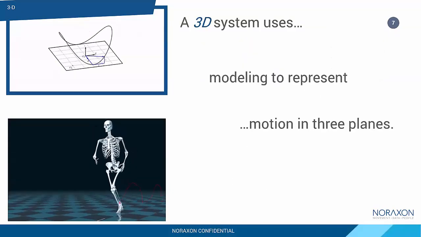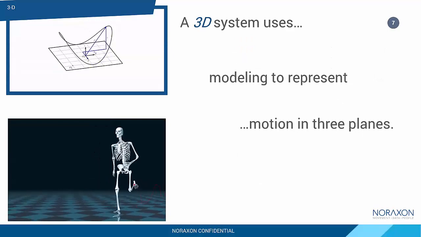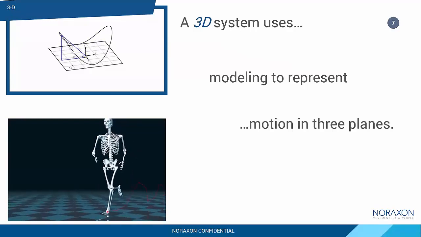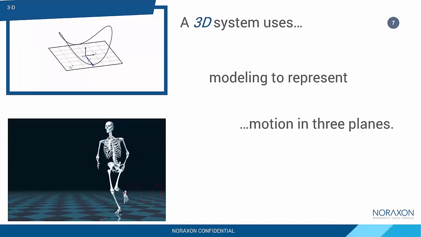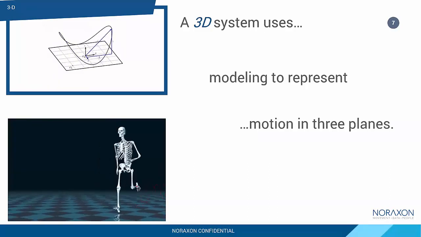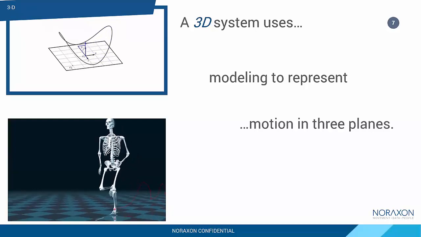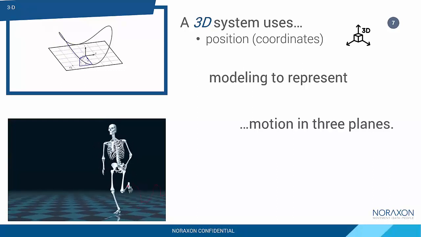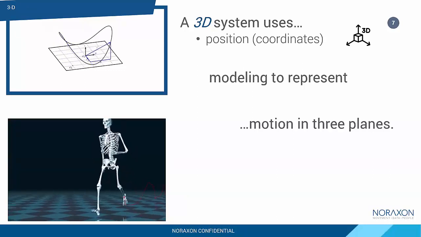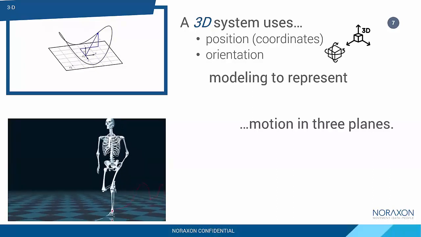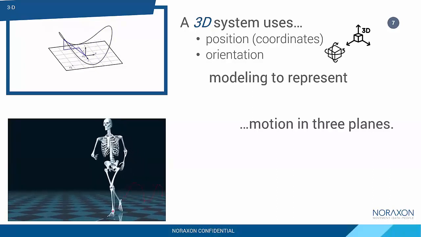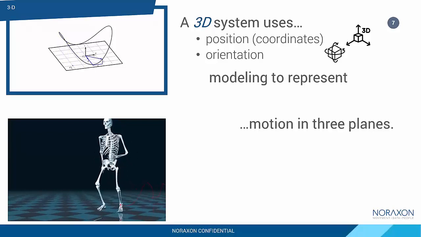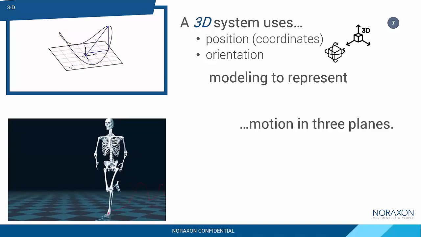So with that, we can employ the use of a 3-dimensional system to capture motion. And 3D systems will use modeling to represent the motion in 3 planes. The data for these systems are seen as position or coordinates within a certain known volume. And then also orientation. How are certain anatomical landmarks or rigid bodies oriented in space?